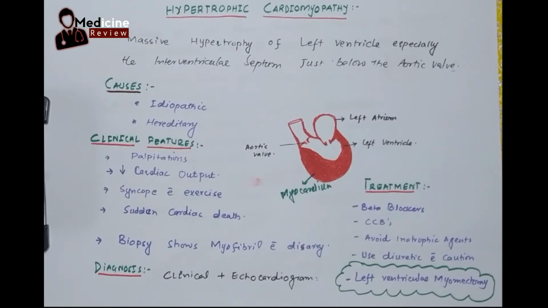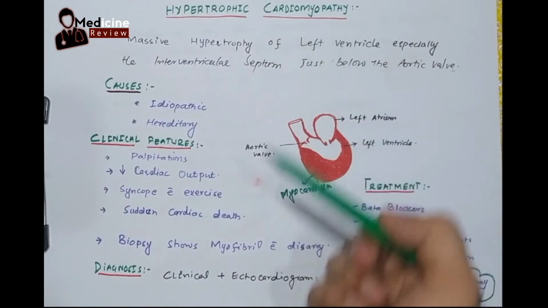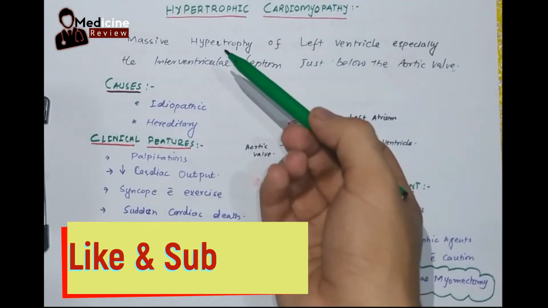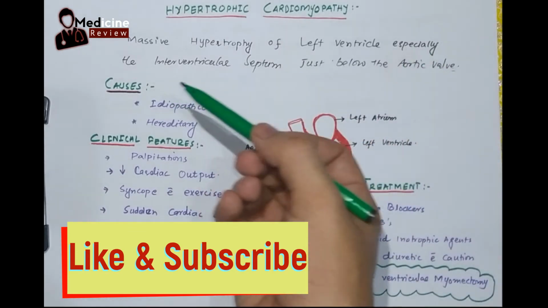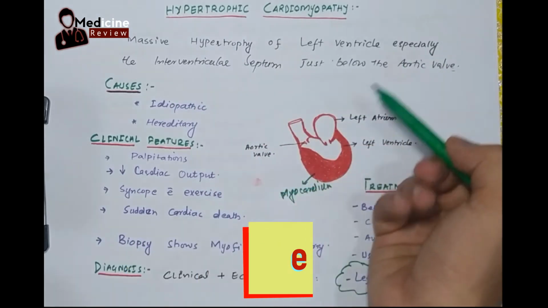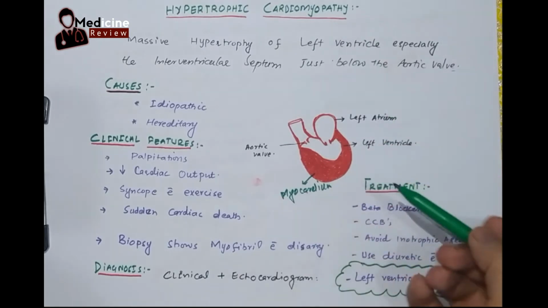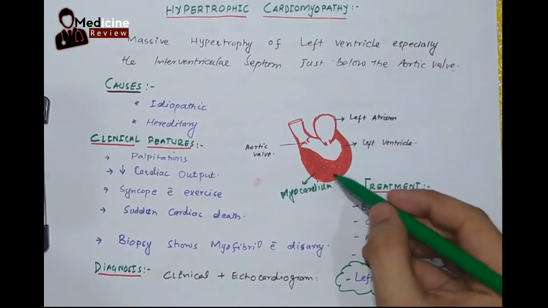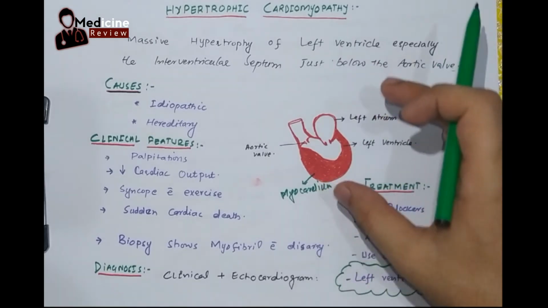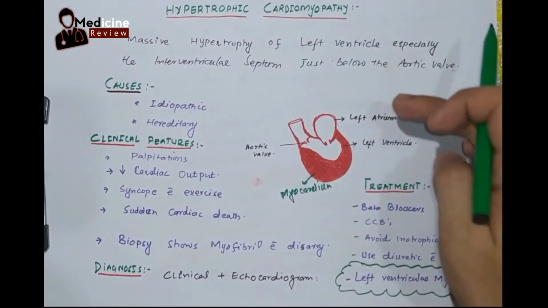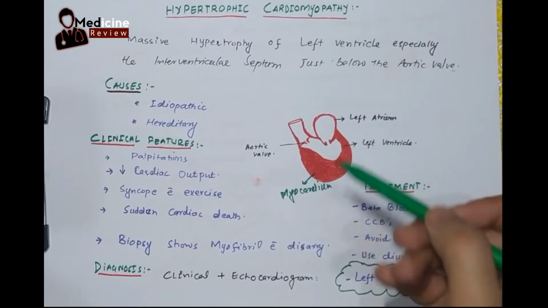As we were discussing cardiomyopathy, the second type is hypertrophic cardiomyopathy. It is a massive hypertrophy of the left ventricle, especially the interventricular septum just below the aortic valve. If we look at the diagram, this is the myocardium of a left ventricle. I have just drawn the left side of the heart. This is the left atrium and this is the left ventricle.